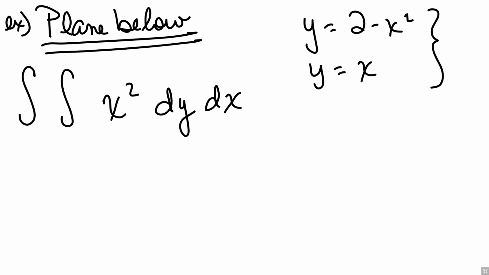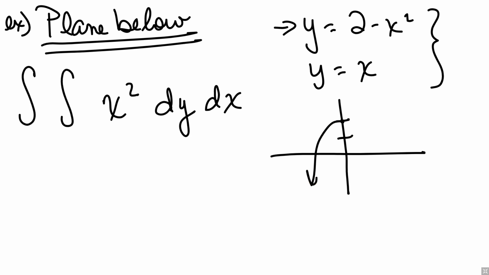Okay, so let's take a look at the plane. So the first one is a parabola. So 2 units up, and it's going to open down like so. And then we've got y equals x going through 0, 0, and cutting through. Okay, so we are focusing on the bounded region to help us.